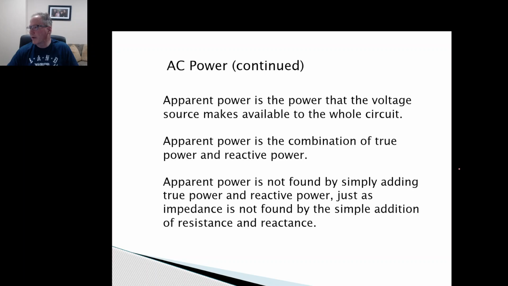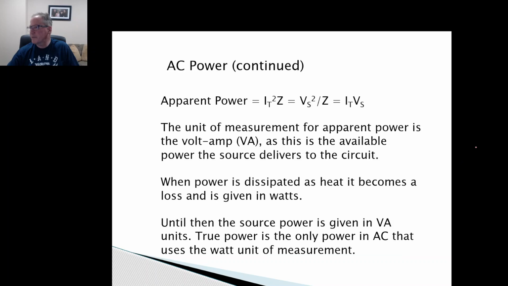And then apparent power is the power that the voltage source makes available to the whole circuit. And apparent power is the combination of the true power and the reactive power. It's not found by simply adding true power and reactive power, just as impedance is not found by the addition of resistance and reactance. It has to be calculated. So the apparent power here is the total current squared times the impedance.